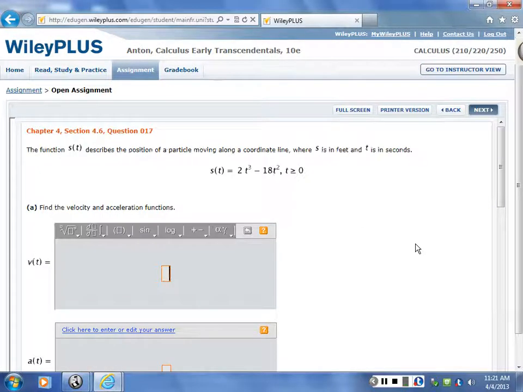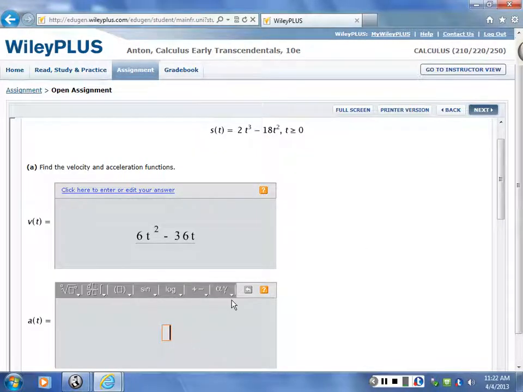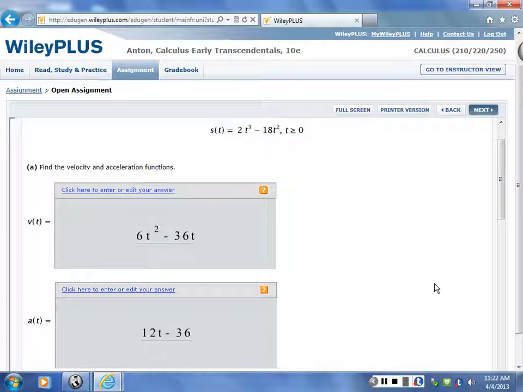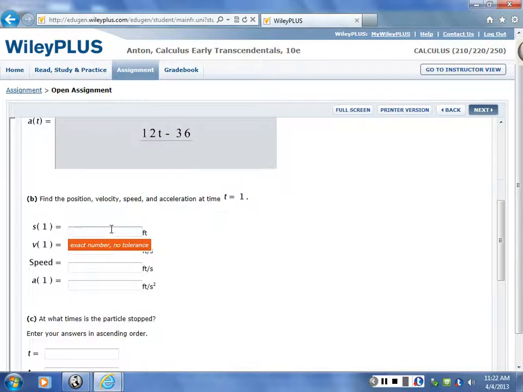So what is the velocity function? 6t squared minus 36t. What is the acceleration? 12t minus 36. Find the position, velocity, speed, and acceleration at each one of these times. What is the position at 1? Minus 16. So this would be minus 16.